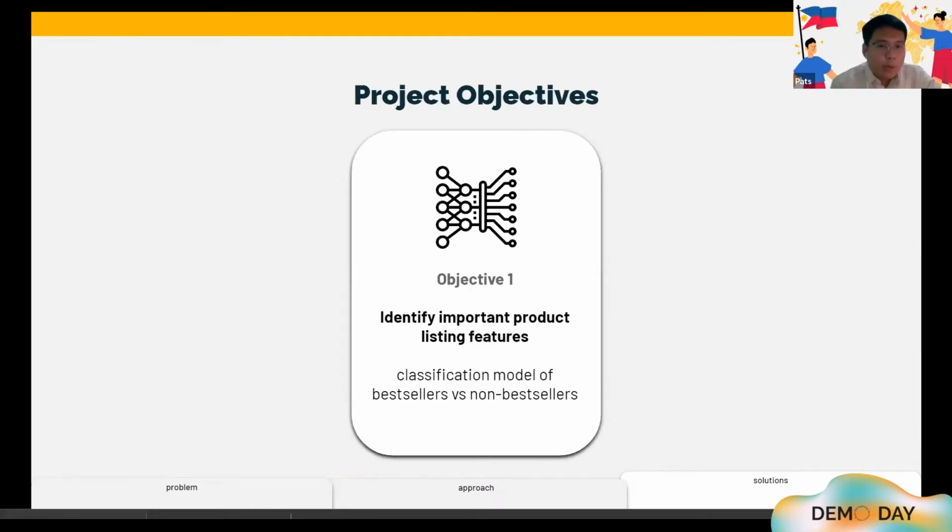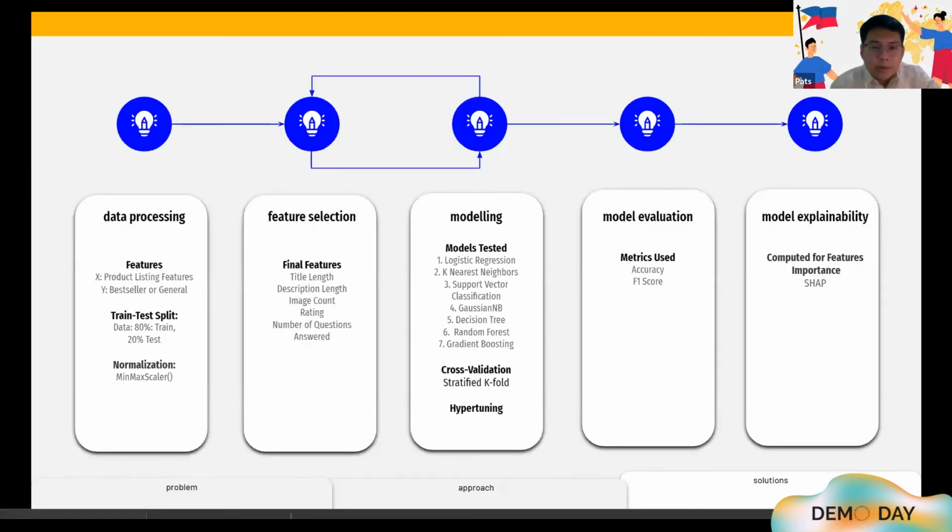So now let's discuss how we use classification models to identify important product listing features. So to start, here is our model pipeline. First, we set X to be the product listing features and Y as the classification of the product on whether it is a bestseller or a general listing. The data was then normalized and an 80 to 20 train test ratio was applied. Then we selected the following features shown in the slide. And for modeling, we trained the following multiple models. And then the models were cross-validated using stratified k-folds, hypertuned and evaluated based on their accuracy and F1 score.